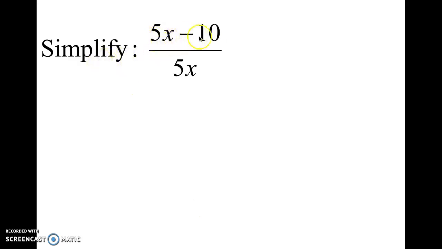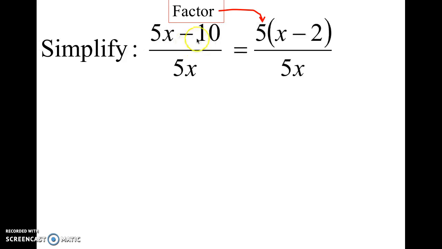Simplify. 5x minus 10 all over 5x. So look at this one. I cannot cancel 5x and 5x here, but rather I have to factor out first 5x minus 10. The two factors of the denominator would be 5 and x. Okay? So, factoring out the numerator, that would be 5 times the quantity of x minus 2 all over 5x.